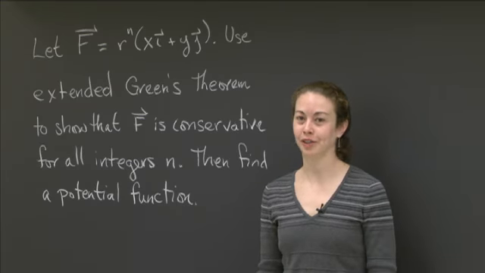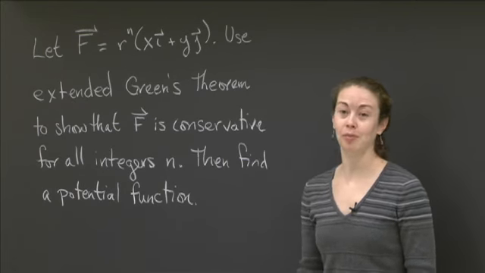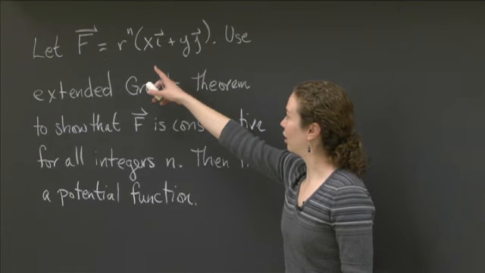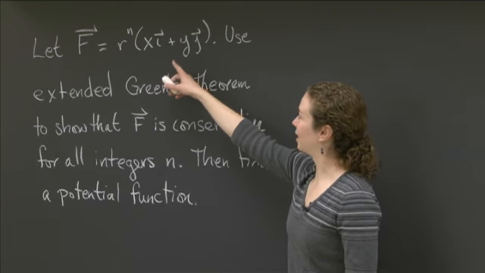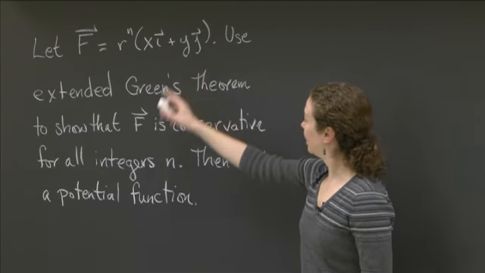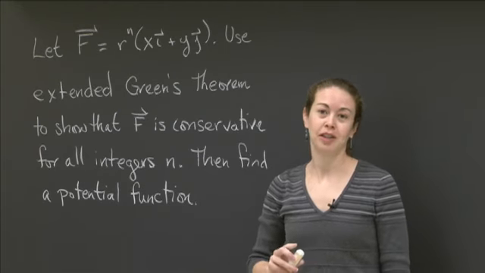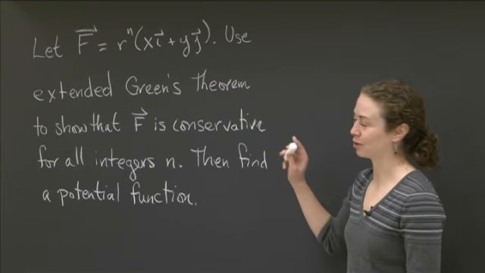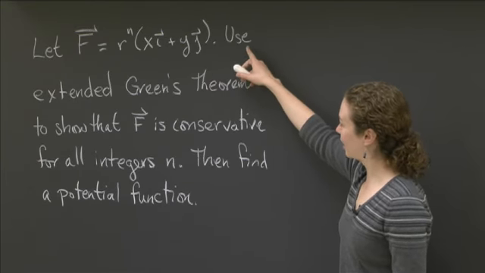Welcome back to recitation. In this video, I'd like us to work on the following problem. We're going to let f be the vector field defined by r to the n times the quantity xi plus yj. And r in this case is x squared plus y squared to the 1/2, as it usually is, the square root of x squared plus y squared. And then I'd like us to do the following.